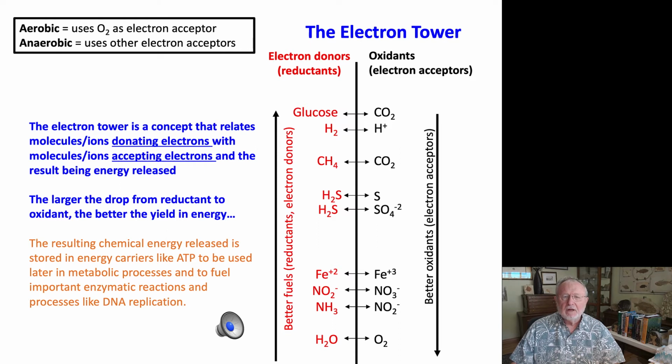In the electron tower, the concept is that you have electron-donating compounds on one side, and you have receiving, oxidant compounds on the other side. So glucose gives up its electrons and is converted to carbon dioxide.